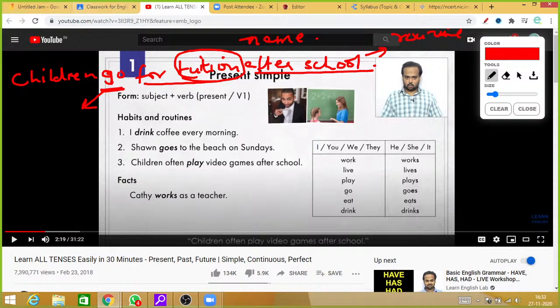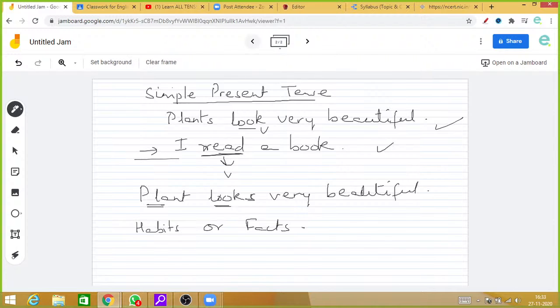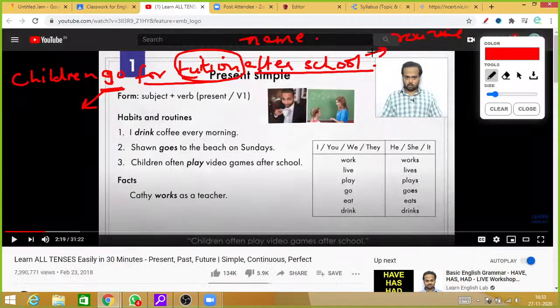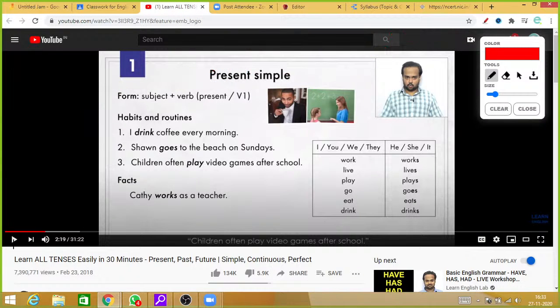Like Ganesh had said, I take a bath daily in the morning. So, what is this? This is also a routine. I come late to class. So, it is a habit. See? All the sentences fall in the same pattern when we make simple present tense using the base verbs. Okay, now let's go ahead.